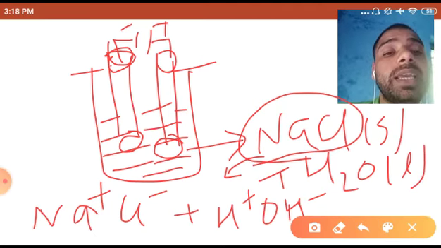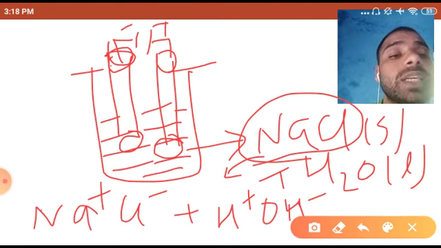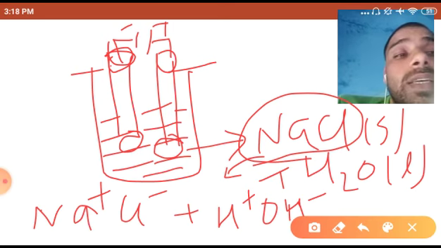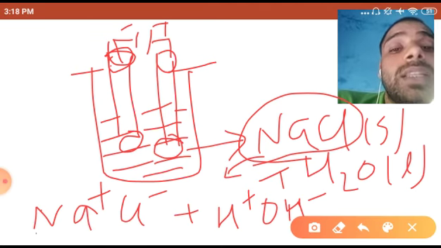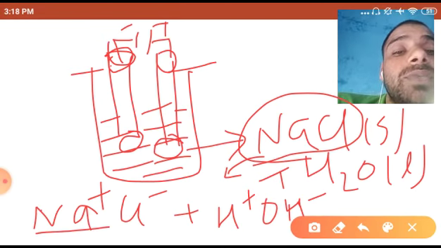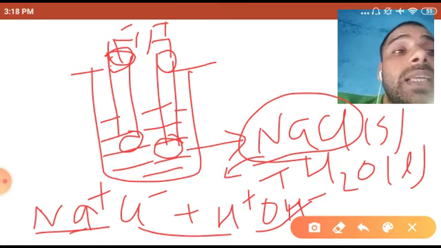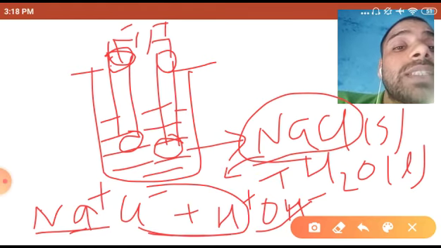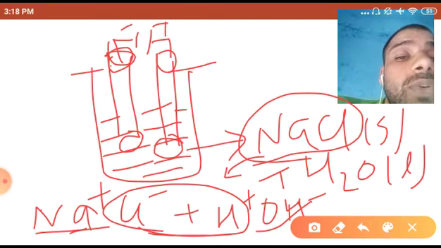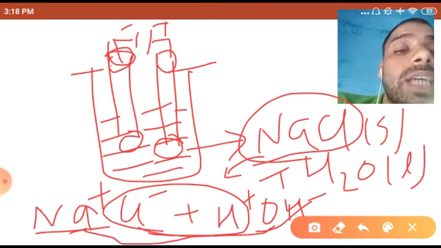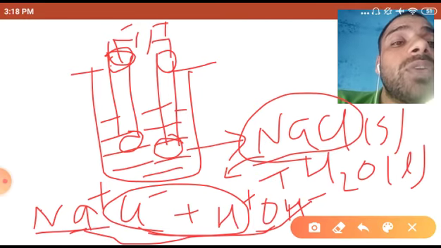Okay, so here Na+, Cl−, H+, OH−. Lots of students, in a hurry, complete the reaction like this: Na+ and OH−, and they write HCl. As I have told you, you cannot form HCl. What is the product? It will form NaOH after the combination of these.